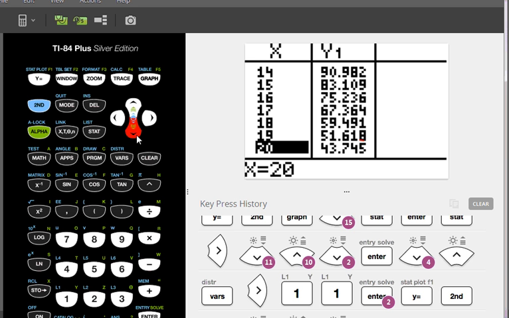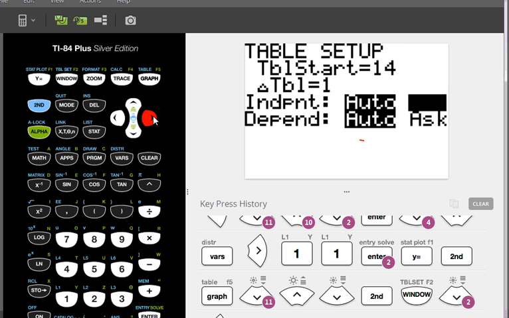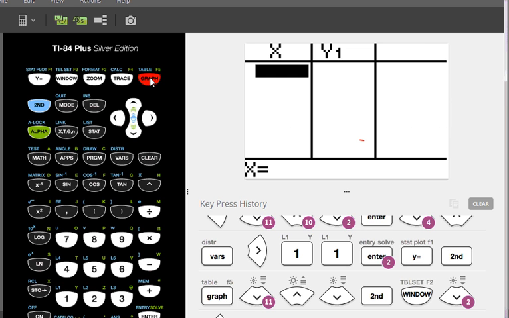So let me go ahead and show you. X is independent or dependent? Independent. So what we do is we go to our table set. I want you to hit second window. We're going to go down to our independent, and I want you to highlight Ask. Okay? Now what that means is that you're going to go to your table and you type in any X value you want. So for example, for the 15th bowler, I type in 15 and I got 83, right? That was my answer for that one.